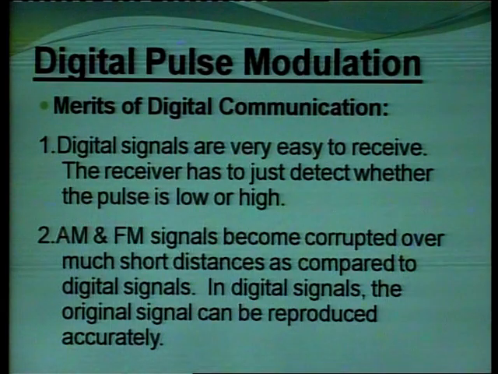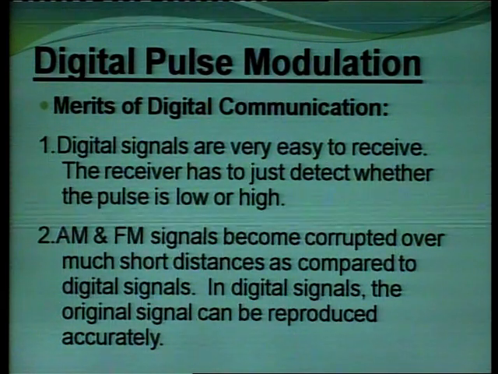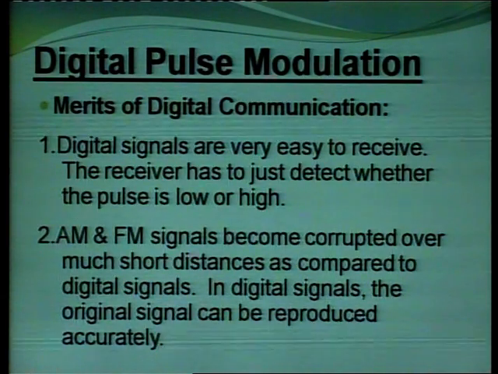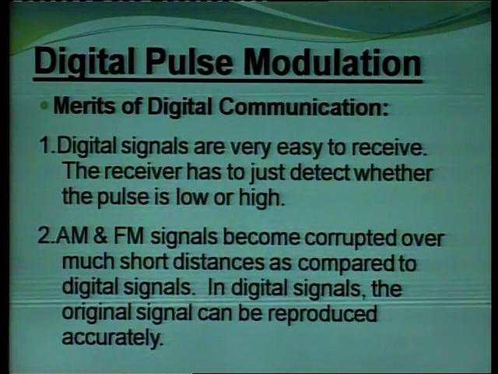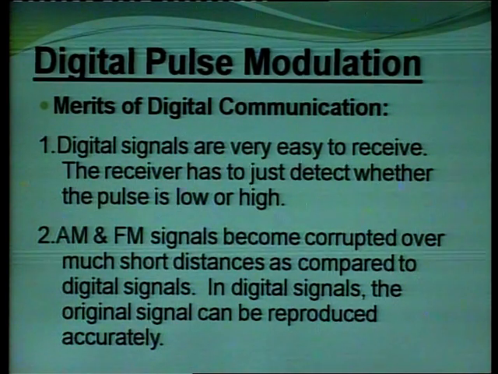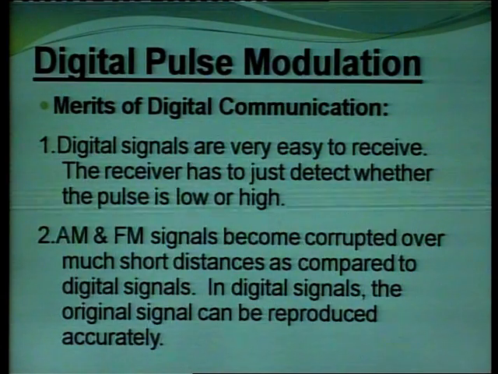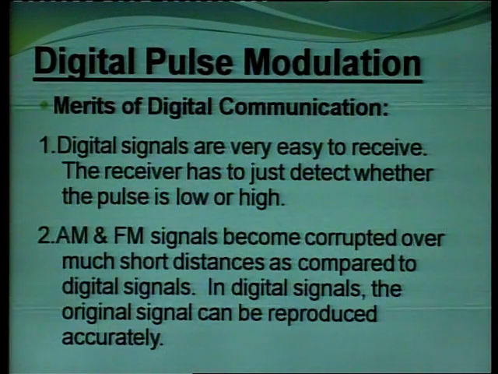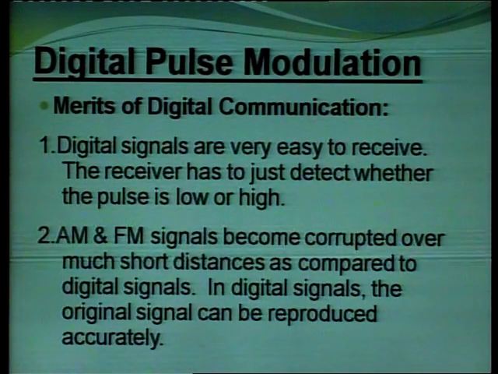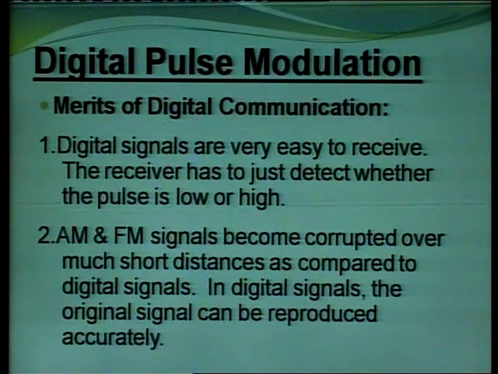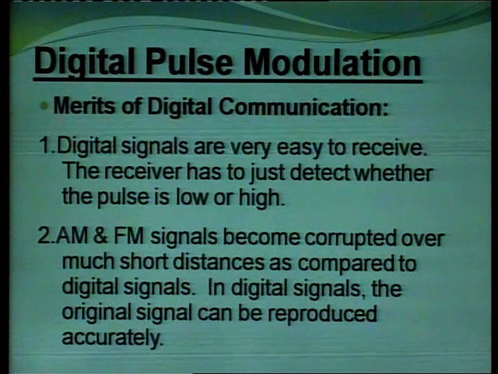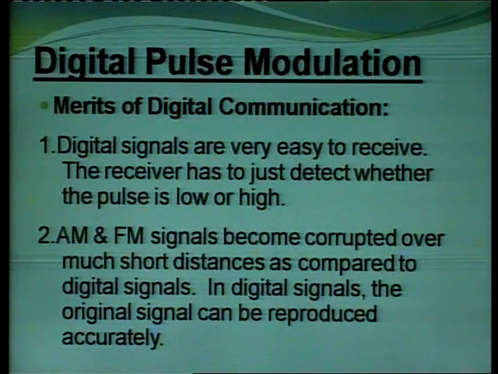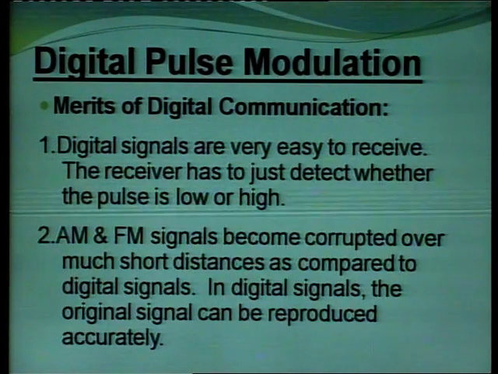Then comes digital modulation techniques. First of all, there are some advantages of digital communication. These are: digital signals are very easy to receive. The receiver has to just detect whether the pulse is low or high. So, receiving is very easy. It is only to detect whether the pulse is low or high. AM and FM signals become corrupted over short distances as compared to digital signals. In digital signals, the original signal can be reproduced accurately.